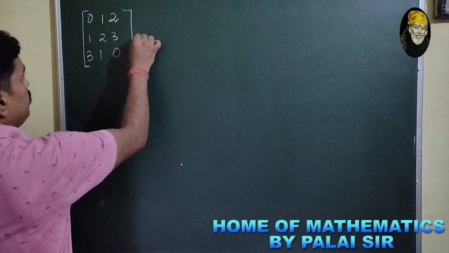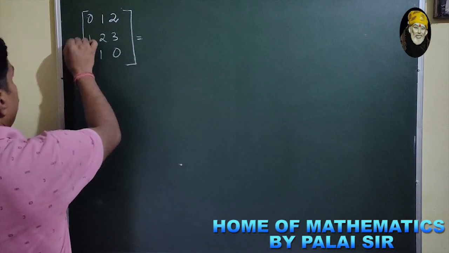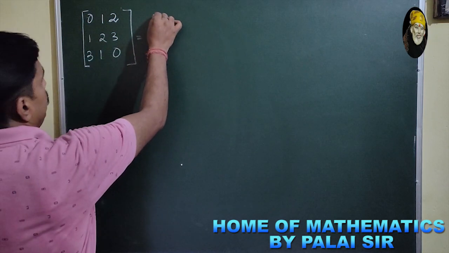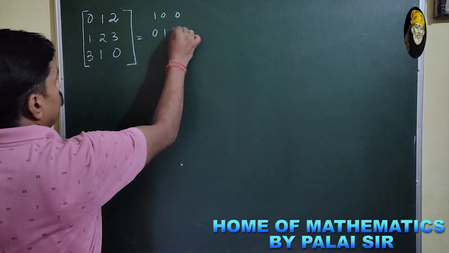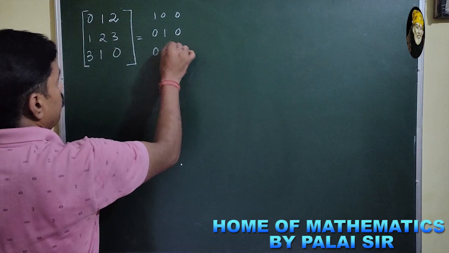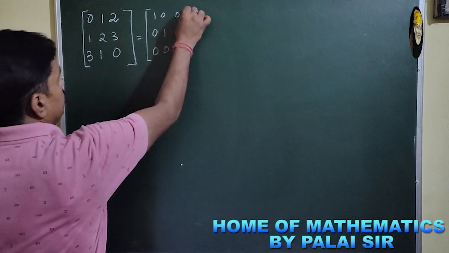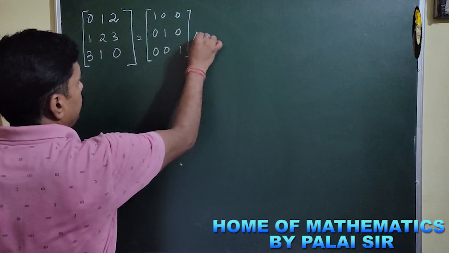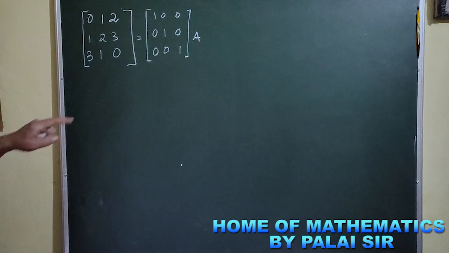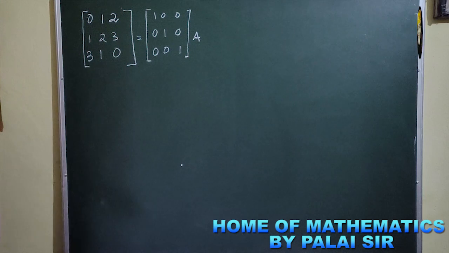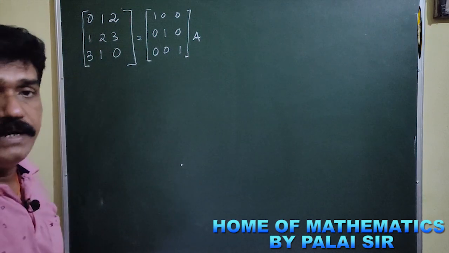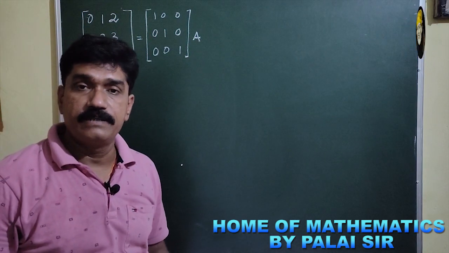So this can be written as what? Let this is taken as A, and here it can be written as 1, 0, 0, 0, 1, 0, 0, 0, 1. This into what you can say? A equal to I into A. Now our objective is what? We have to convert this into identity matrix or unit matrix.